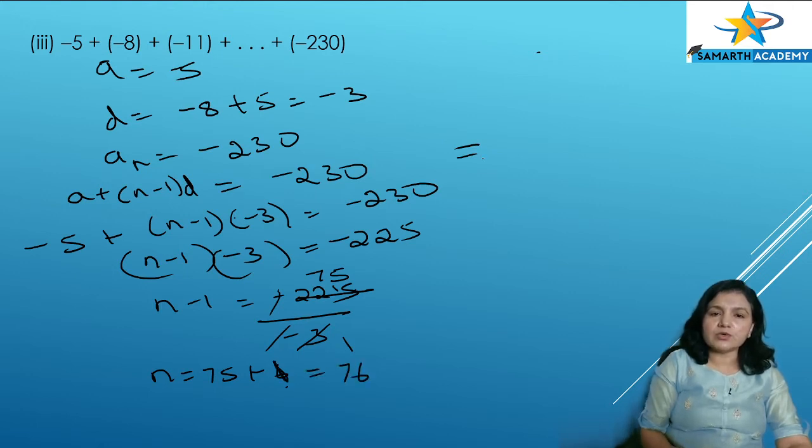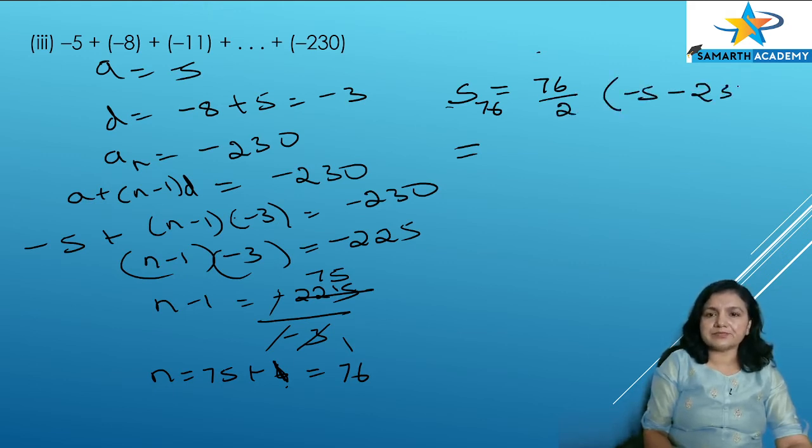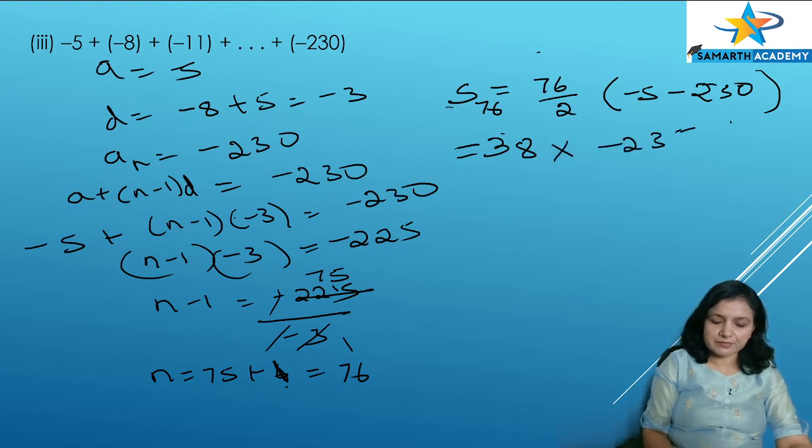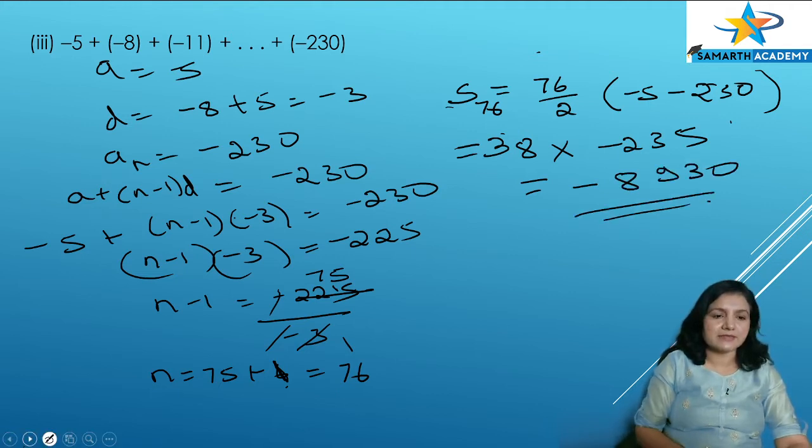Once we get n equal to 76, now we will find the sum of 76 terms. S76 is equal to 76 by 2 into (first term plus the last term). So that is 76 by 2, which is 38, into minus 235. On multiplication we get minus 8930. This is the answer.